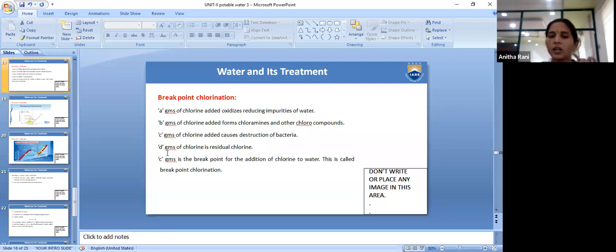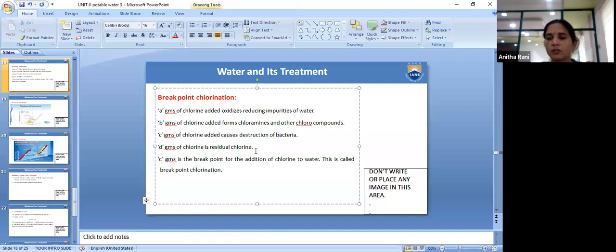Now when we add D grams of chlorine, for example 4 grams, this is known as residual chlorine, that is, excess chlorine present in water. We have no need for this because we get a bad taste, bad odor, and it is also toxic to human beings. If we get a bad taste or bad smell, we can't drink the water.